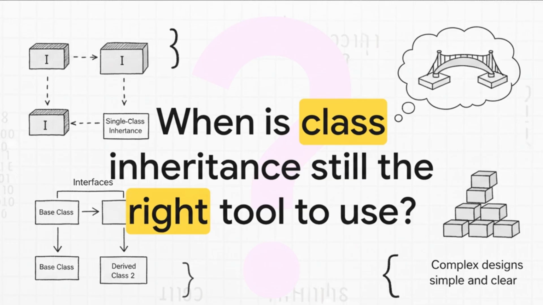And that leaves us with one final question to chew on. If interfaces are this powerful for combining different behaviors, when is good old-fashioned single-class inheritance still the right tool for the job? That's a great topic for another time.